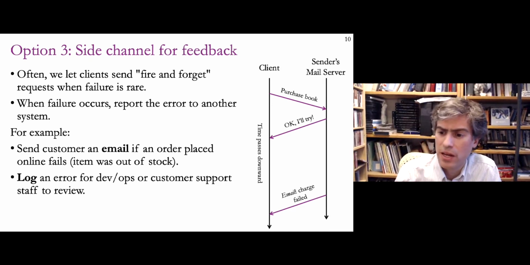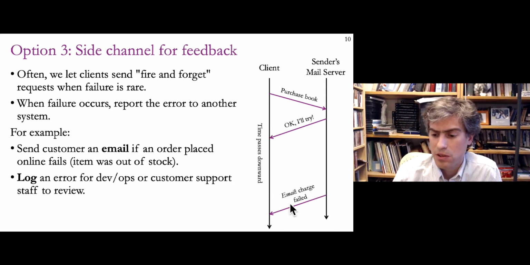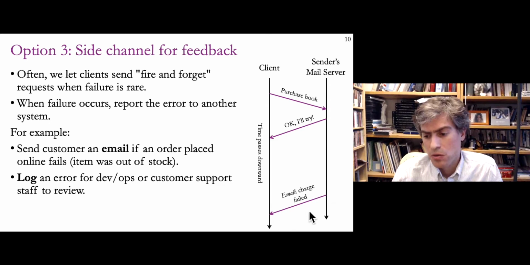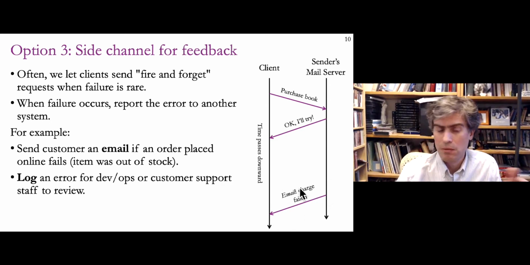So in that case, what might happen is, again, the backend gives you a response that the work will be done asynchronously. And then when the failure eventually happens, we use a side channel to give that error feedback. In this example, it's saying charge failed, like if your credit card is denied later on. Or the other example I started with was if the item was out of stock, that also could be a message that you could deliver over email.